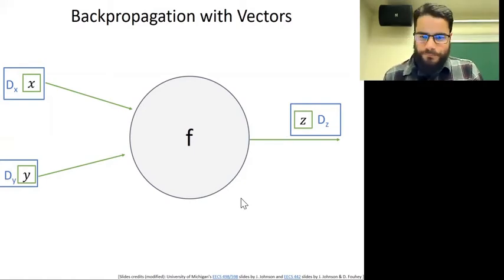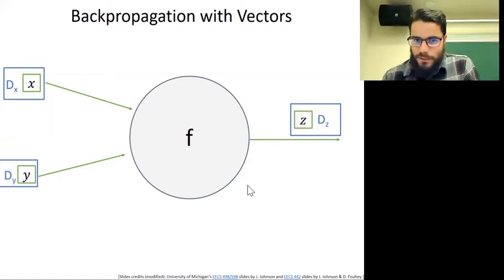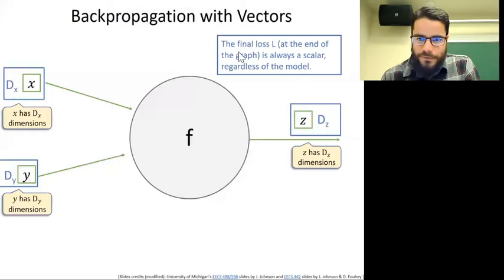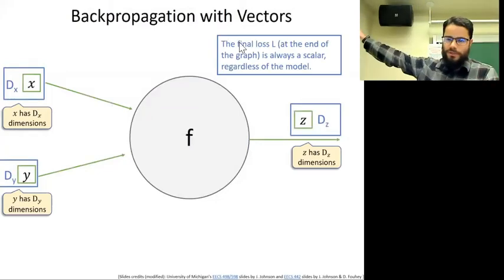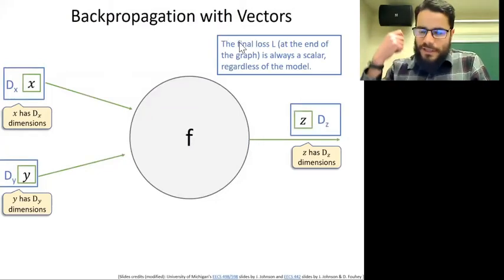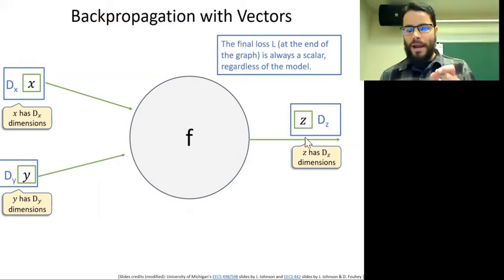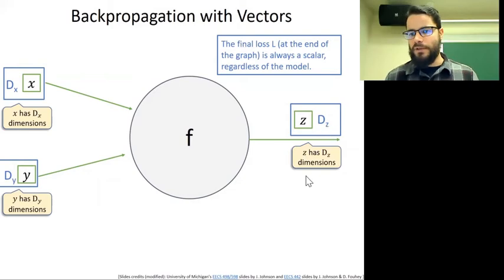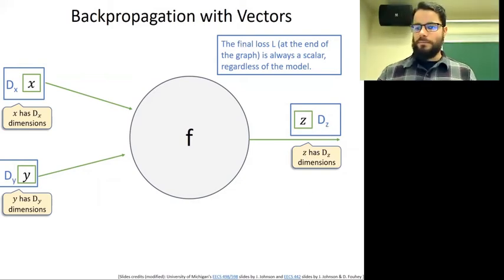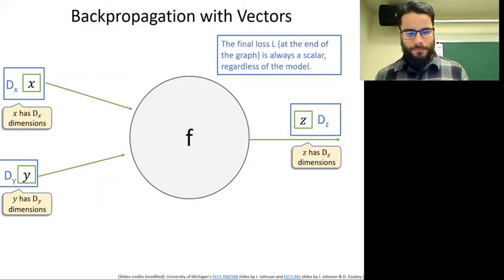A quick question for you. The loss is always going to be a scalar, okay? So the final loss, L, is always going to be a scalar. Given that the loss is a scalar, what are going to be the dimensions of the upstream gradient? In other words, we are calculating the gradient of a scalar with respect to a vector of dz dimensions. What are going to be the dimensions of this gradient? So let me give you a couple of seconds here.